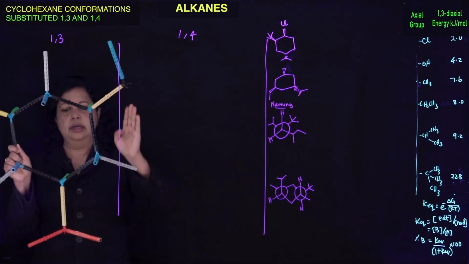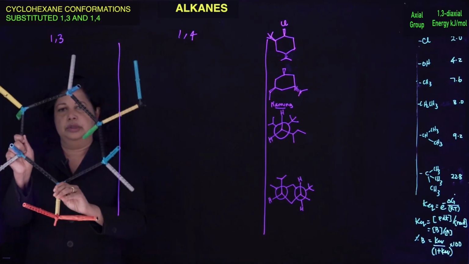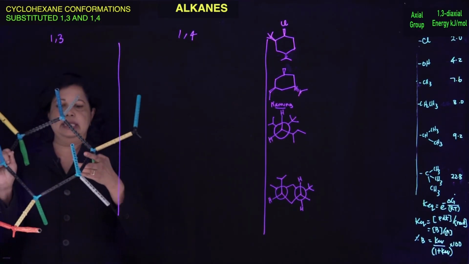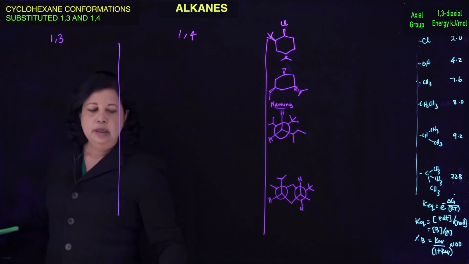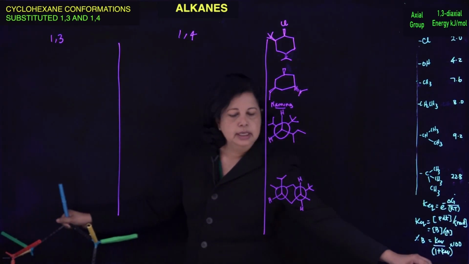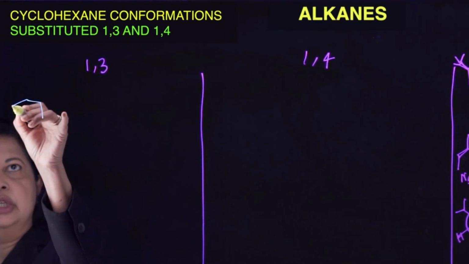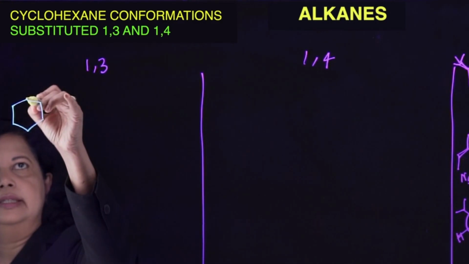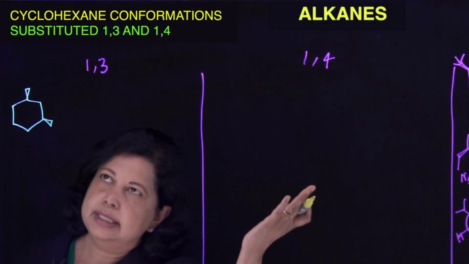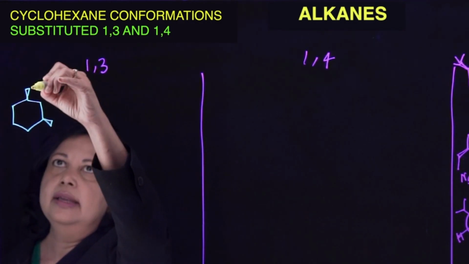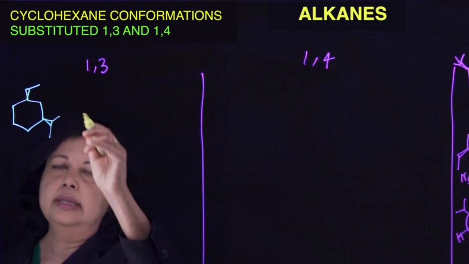So here's a 1,3, and you can see they're both coming towards you, so therefore it's going to be cis. So if you have a cis cyclohexane, you would draw both of those as either both wedges or both dashes. So here, let's say this is cis, or you can put both of them as dashes, as long as they're on the same side. And let's say one of them is an ethyl and one of them is an isopropyl here.